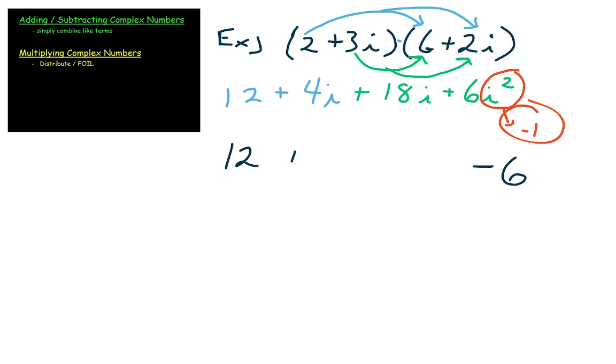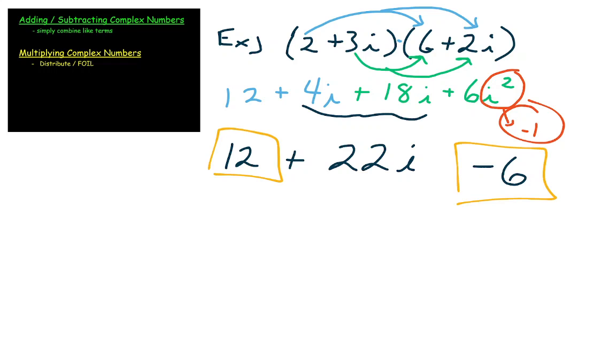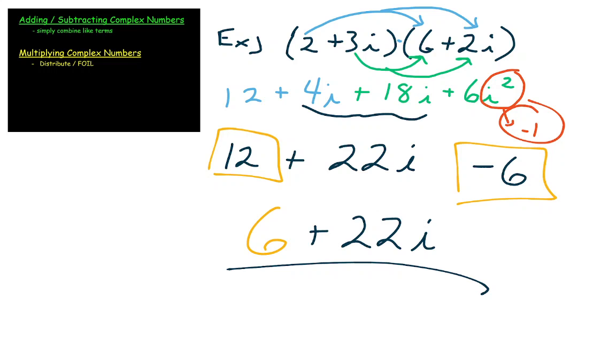Now, by the way, these other numbers here, I can certainly simplify them, especially this 4i and 18i, which is going to equal 22i. But the cool thing here is that this 12 and -6, now they can actually come together. And of course, they equal 6 with the plus 22i. And finally, we have 6 plus 22i.